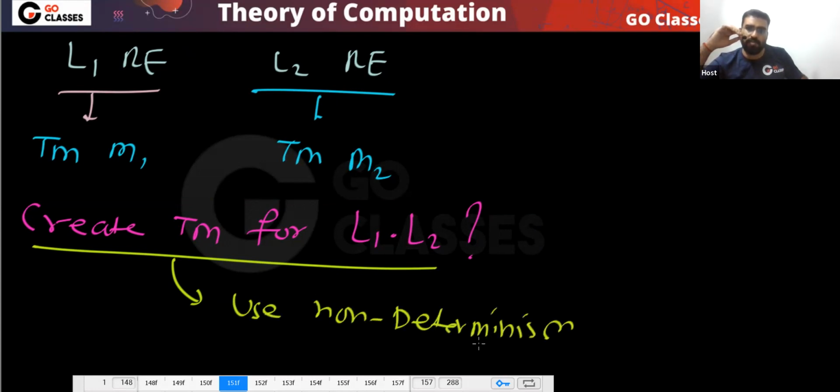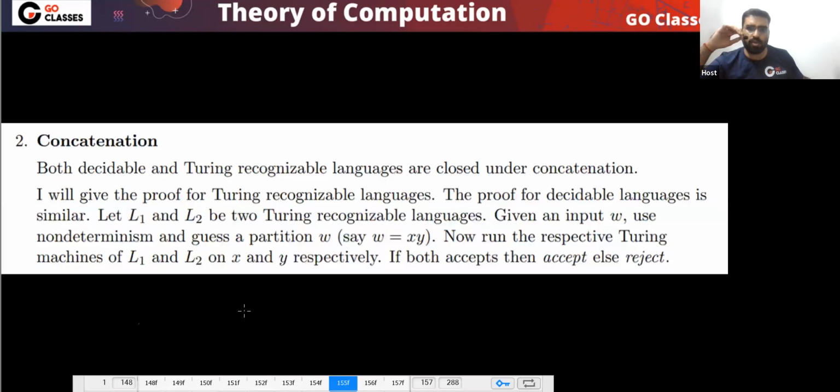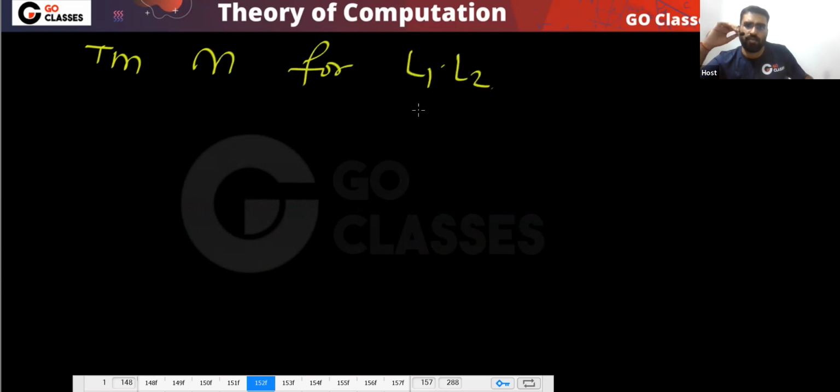Use non-determinism, because there is non-determinism, so you can use that. You can use it when L1 is RE and L2 is RE, two RE languages. Whatever string you give, you can use non-determinism to guess the partition. Is that clear? We are creating a Turing machine M for L1.L2.